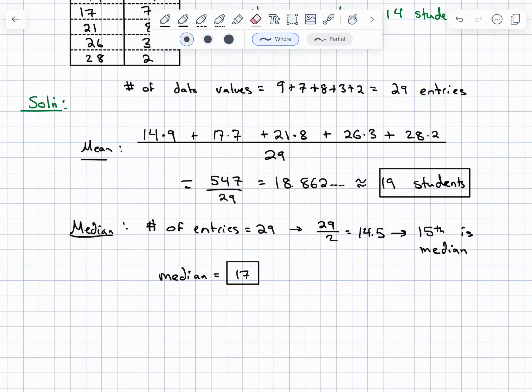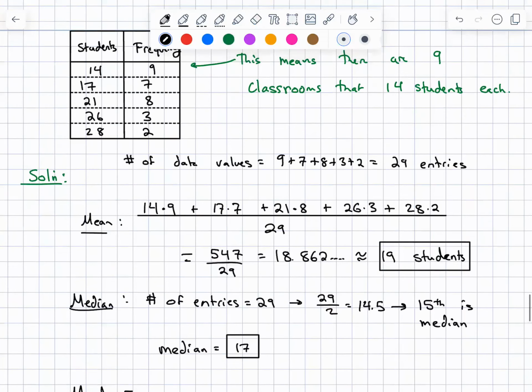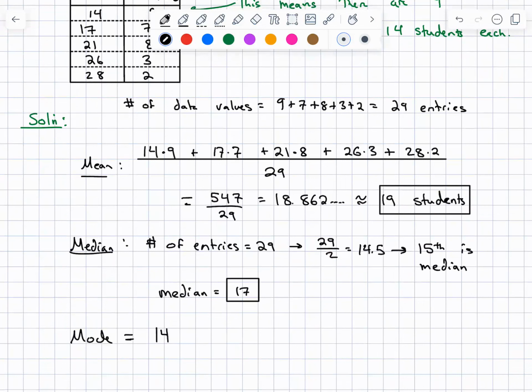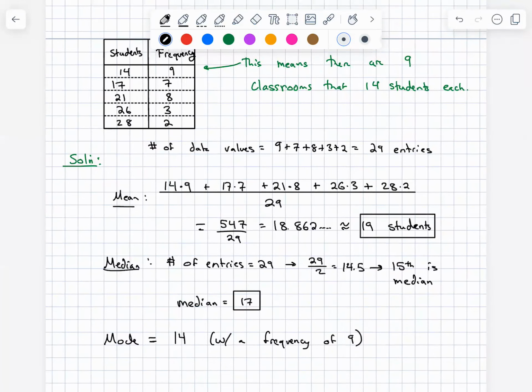And last but not least, everyone's favorite, the mode. It's the simplest, especially with a frequency table. The mode is equal to 14 with a frequency of 9. 21 is coming in close with a frequency of 8, but the mode is the one that has the largest frequency, so 14. Any questions on that?